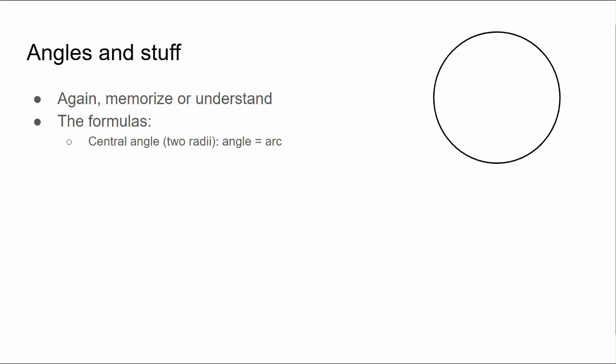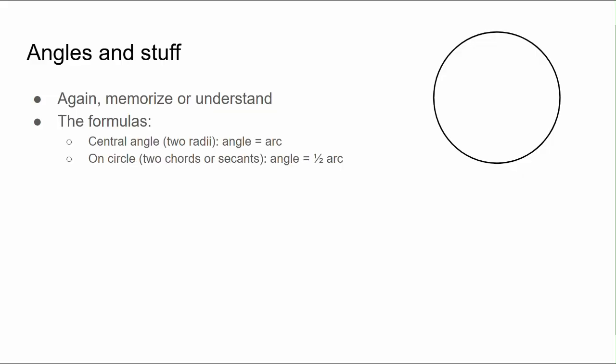So angles and stuff, this is like all the inside, outside, center, whatever, angles. Again, you got to memorize it or you got to understand it. Formulas that you would memorize if you want to just memorize them is the central angle. So anything where it goes through this point here, that's a central angle. This angle is the same as this arc. Same number of degrees. You can just completely copy down the answer there.